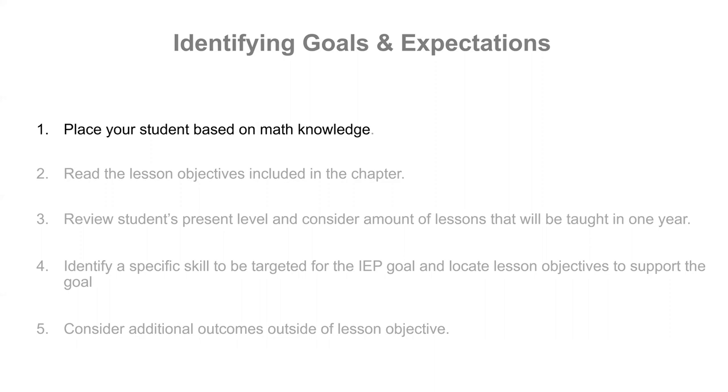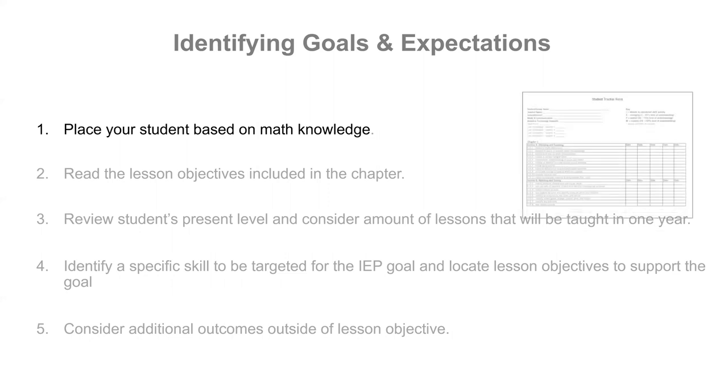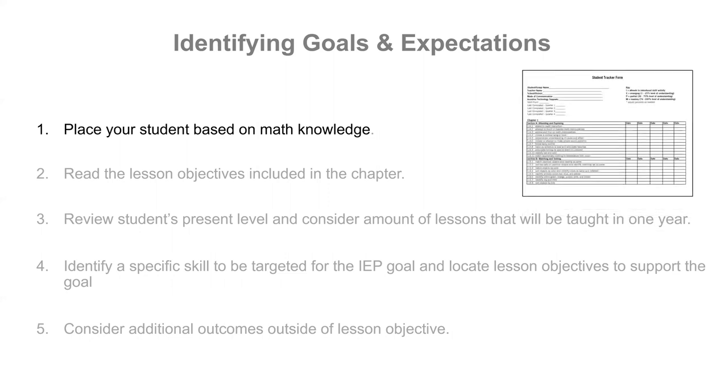To identify expectations, goals, and objectives, begin with placing your student into the appropriate starting place in Equals by their math knowledge. If this hasn't been completed to this point, it can be completed by using the Equals assessment, or if you know your students, you can use the list of Equals lesson objectives in the overview manual or the student tracker form. Look at the lesson order and determine where the student should be placed based on what you know about your student's math knowledge.